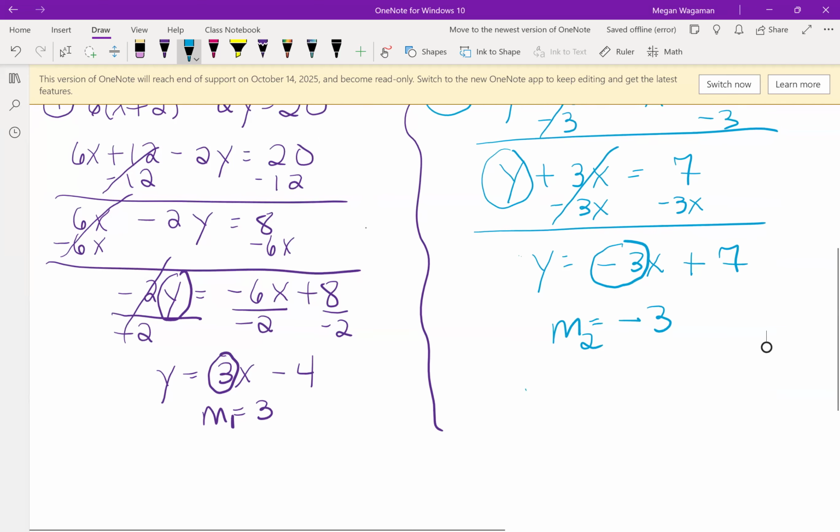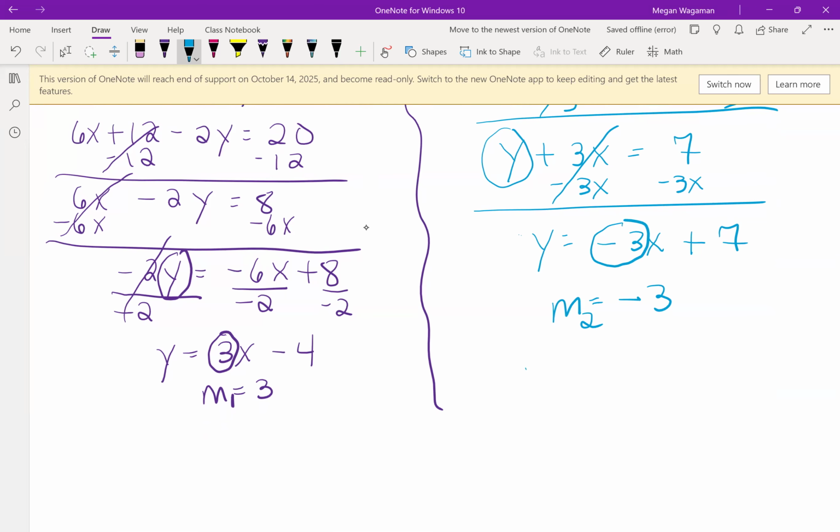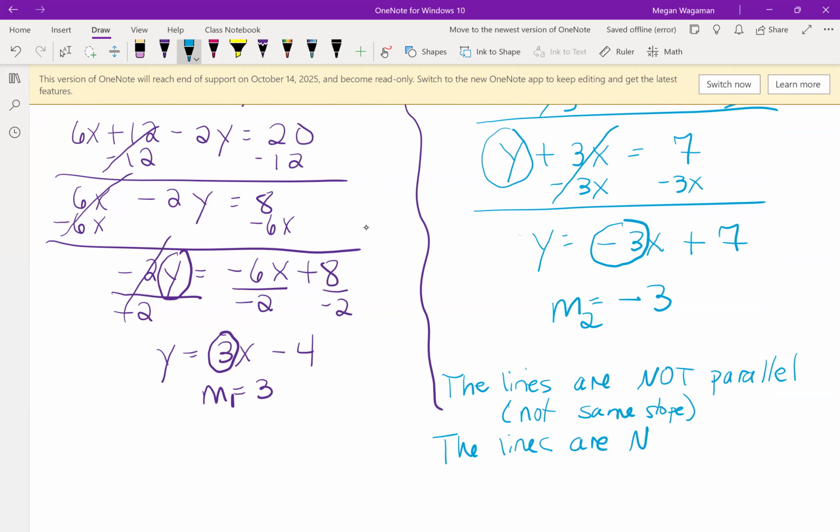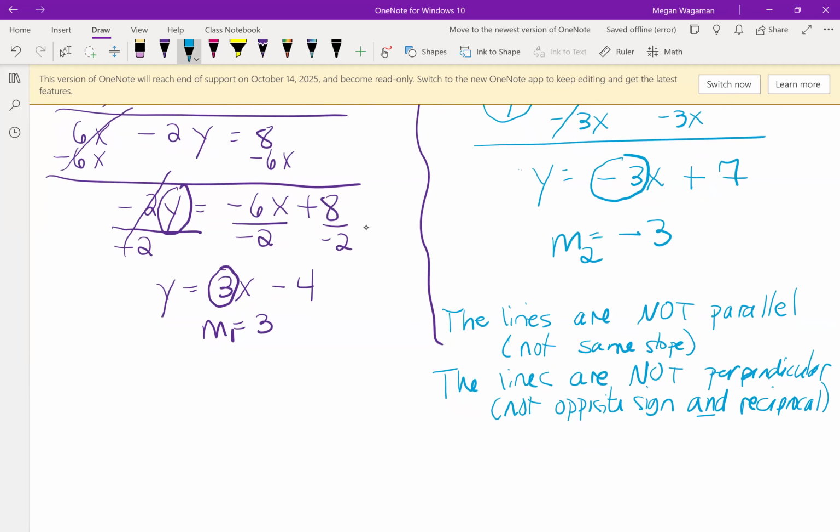So these are not the same. One is positive, one is negative, so they're not the same. So these lines are not parallel, because it's not the same slope. The lines are also not perpendicular because they are opposite signs, but they're not reciprocal. So the lines are not perpendicular. So these two lines happen to be neither. They are neither parallel nor perpendicular.